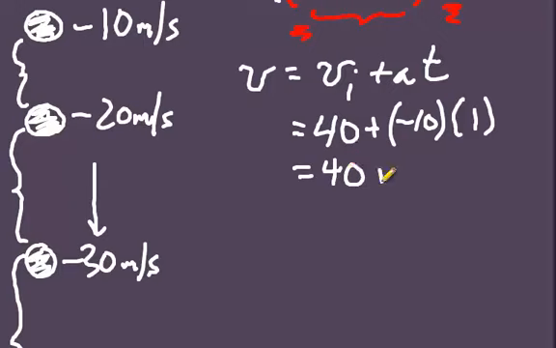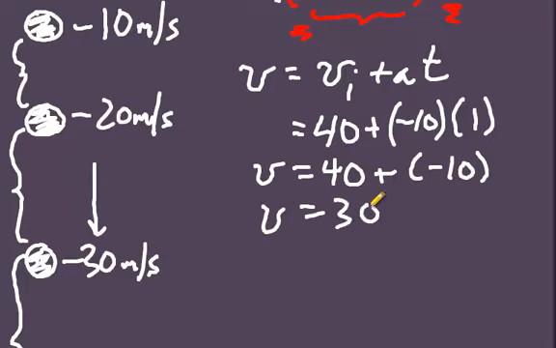40 plus -10, v equals 30. How cool is that? So these equations still work. It's accelerated motion, it's just we're going up and down now instead of right and left or north and south or east and west. We're just going up and down, we're going to call it up positive.